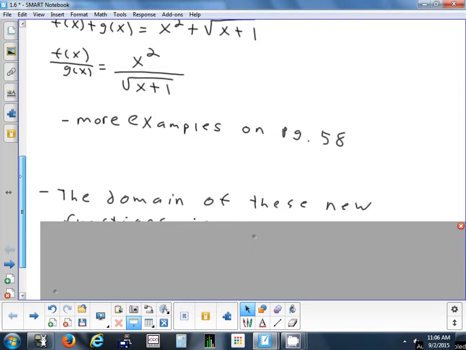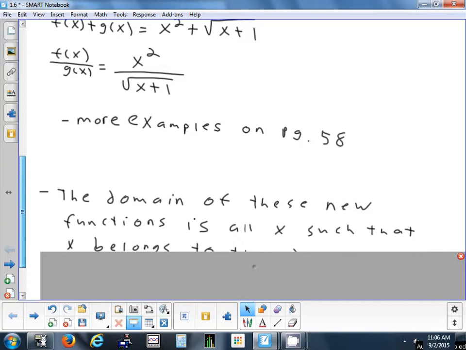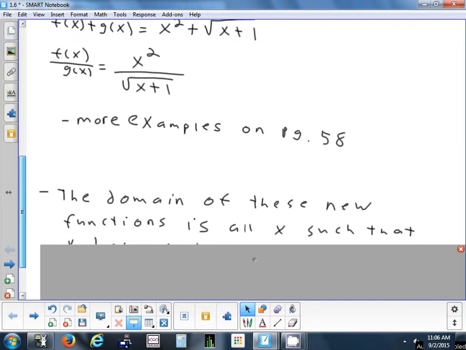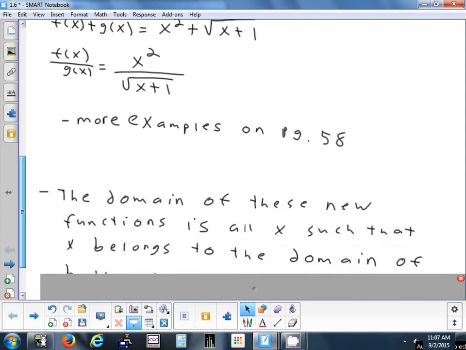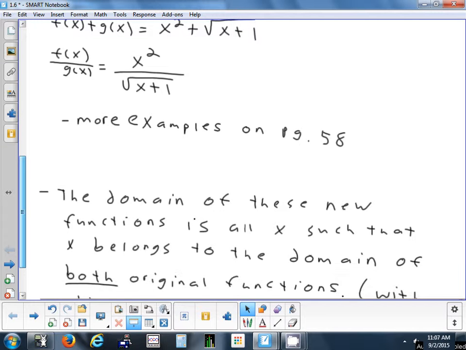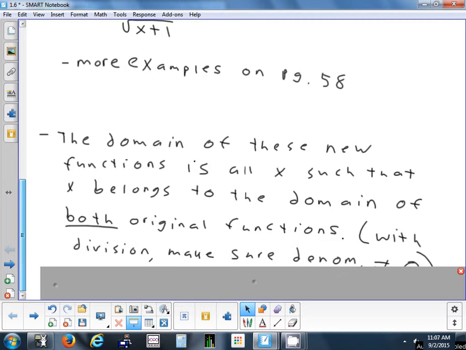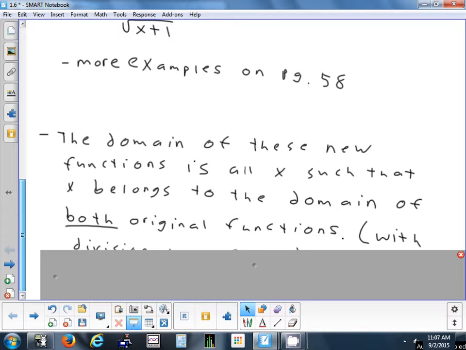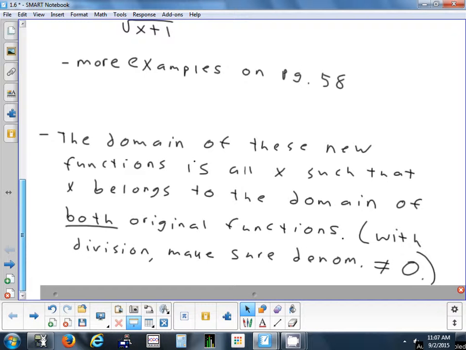So how would we find the domain of one of these new functions? The domain of one of these new functions after combining two of them is all x values such that x belongs to the domain of both of the original functions. X has to be a value that not only works in the first function, it has to also work in the second function. And if we introduce any division, we have to make sure we're never dividing by 0.